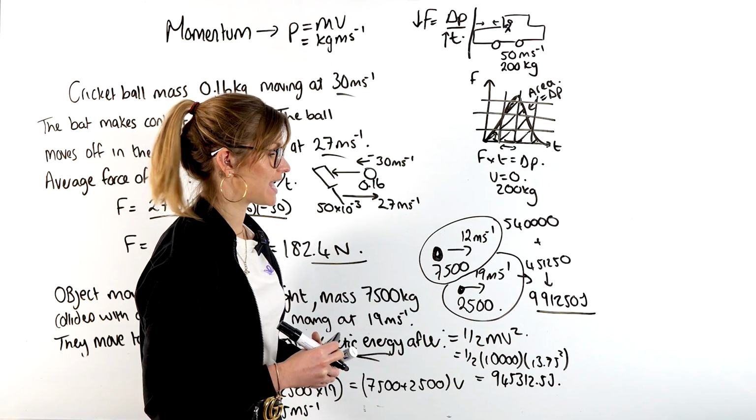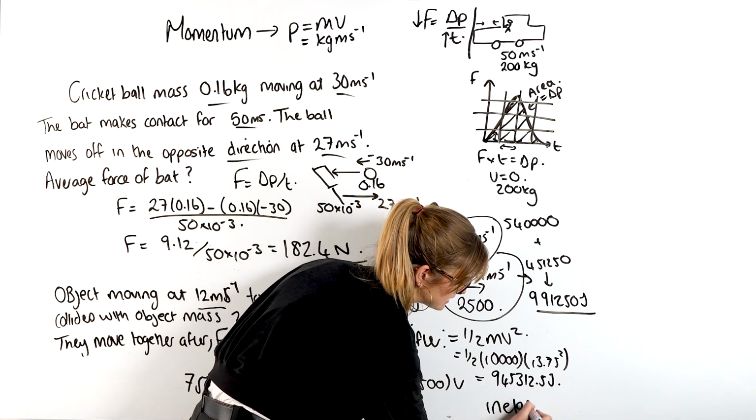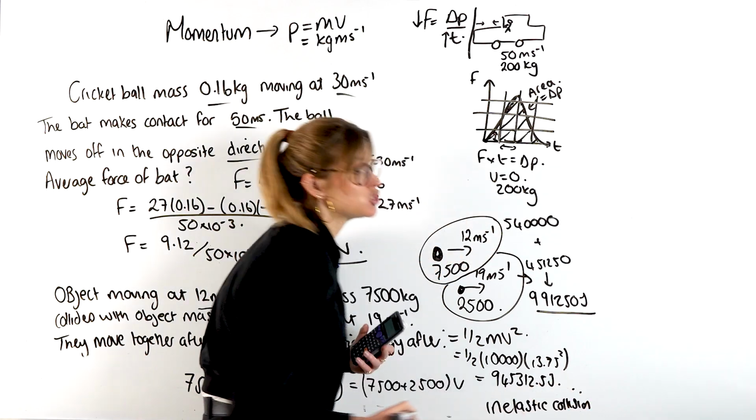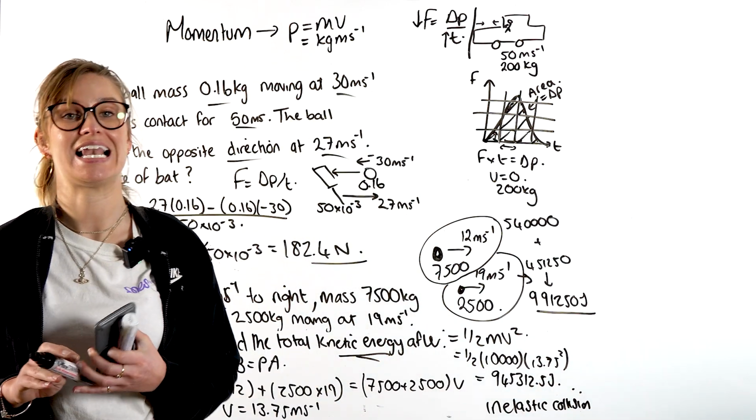So we can see here the kinetic energy after is much less than the kinetic energy before. So here, this kinetic energy is not conserved, so we call it an inelastic collision. So when kinetic energy is not conserved, it's an inelastic collision. If kinetic energy is conserved, it's an elastic collision.